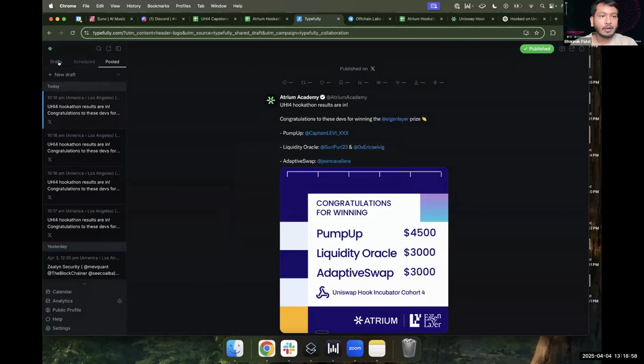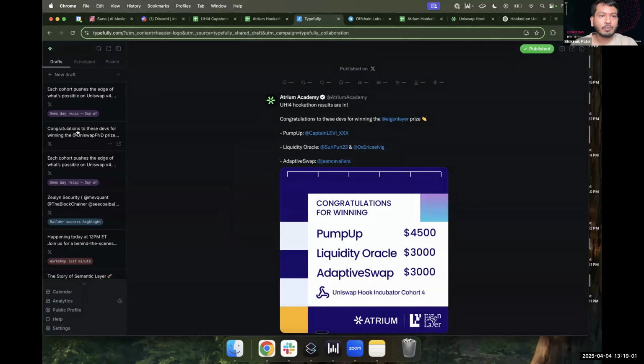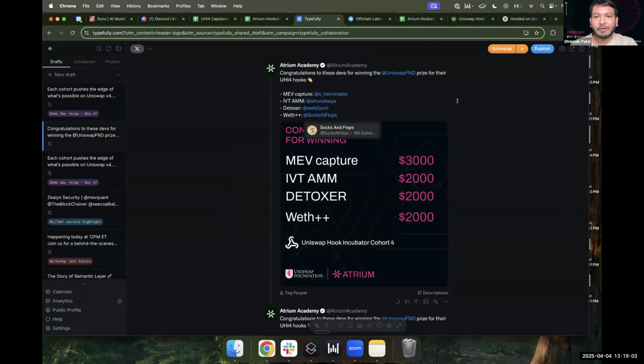And then we also have additional prizes from Uniswap Foundation and Atrium Academy. There's actually two buckets of this. Congratulations to these teams for winning the Atrium Uniswap Foundation prize. The first team wasn't able to present today. He is working on research that he's coordinating with Paradigm on publishing. We expect him to probably present in a future hookathon, but very excited about this project.